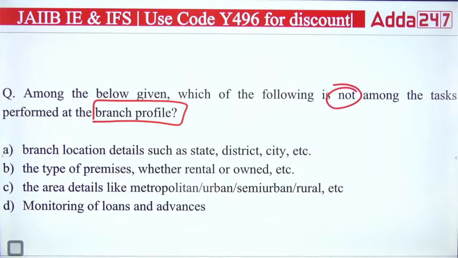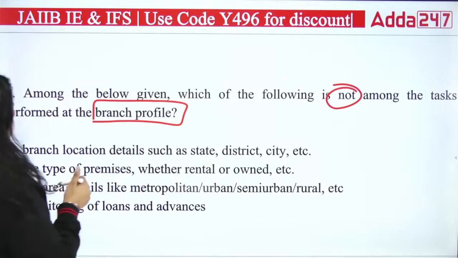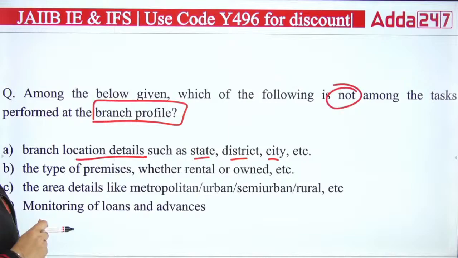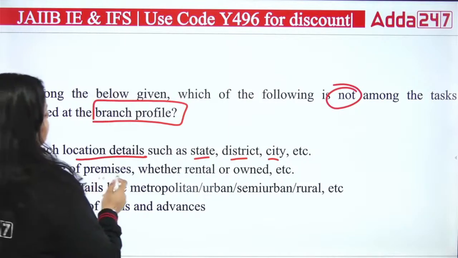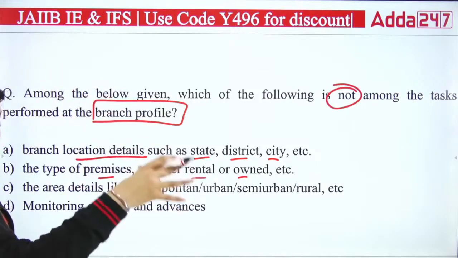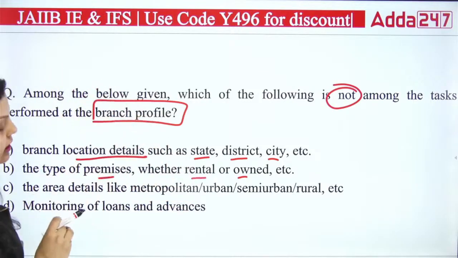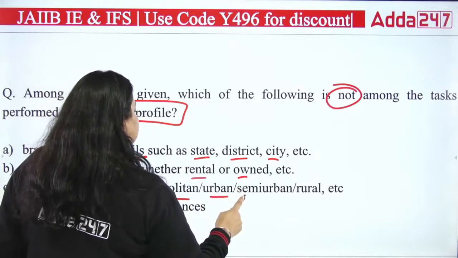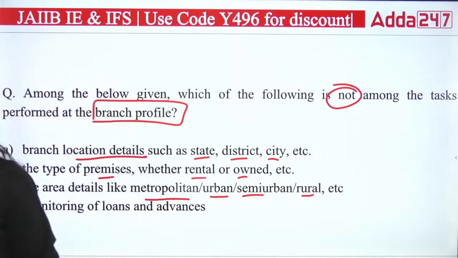So in case you are giving a branch profile, obviously you have to give the location detail like state, district, city in which your branch is. Then type of premises, whether it is rental or owned, like the bank owns the building or the bank has taken that building on rent. Then the area details, like whether it is in a metropolitan city, urban area, semi-urban area, or rural area.